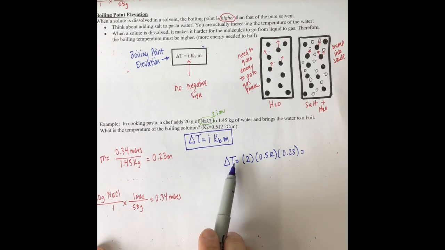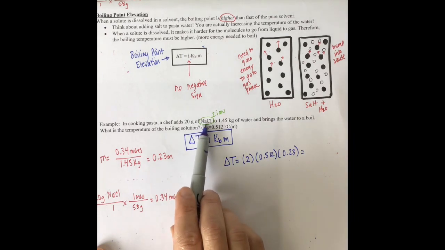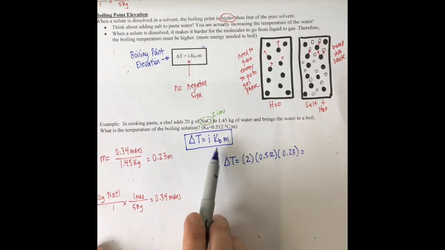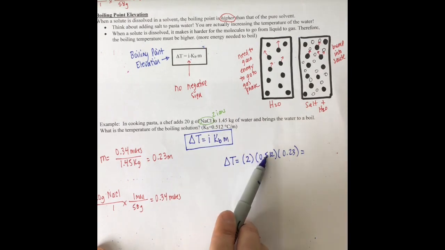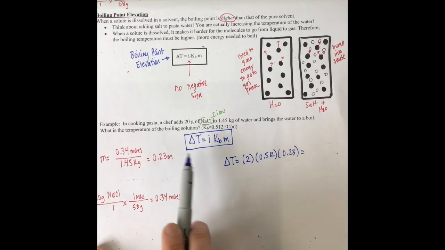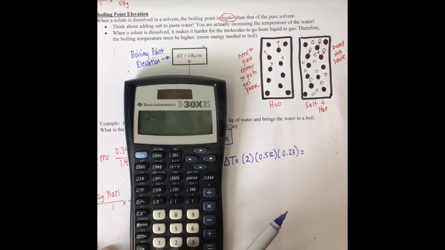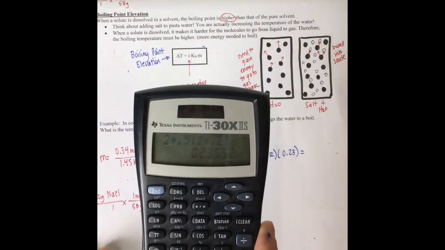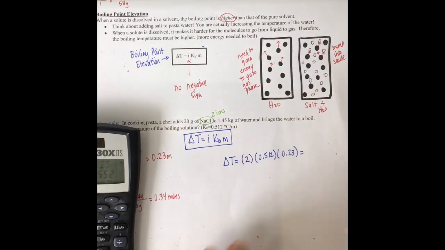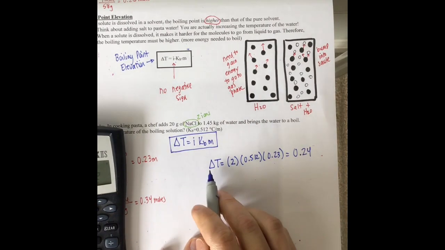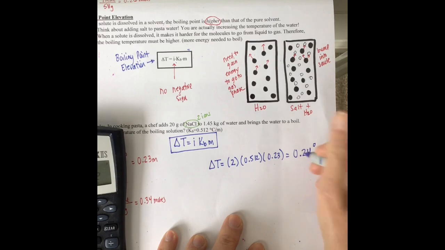The change in temperature is equal to i, which is the number of ions that your solute breaks into, 2 ions, times your boiling point constant, given to you in the problem, times your molality, which we figured out right here. So if we put all that in, we'd have 2 times 0.512 times 0.23. And I get 0.24. And what is that? It's a temperature, so it should be in degrees Celsius.